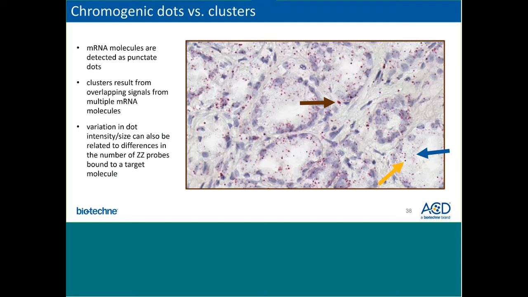Each punctate dot equals an mRNA molecule. The small faint punctate dot pointed by the orange arrow is one mRNA molecule. The slightly larger, darker red dot pointed by the teal arrow is also one mRNA molecule. However, it's larger in size due to more double-Z probes binding to the target molecule. In contrast, a cluster pointed by the brown arrow is more oblong with a slightly irregular border and results from overlapping signals from multiple mRNA molecules.